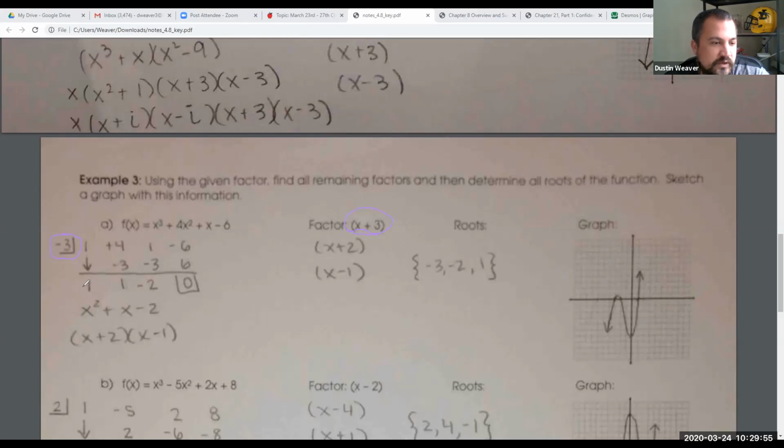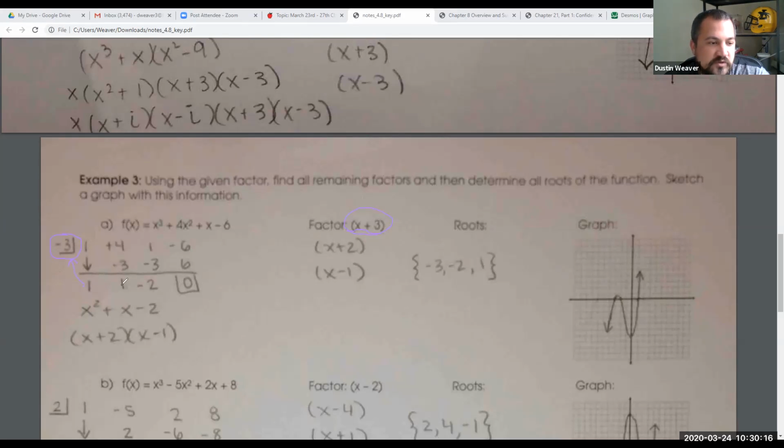Yeah, we're going to multiply. Anytime a number gets below the line, we're going to multiply by the number in the box. So 1 times negative 3 is negative 3. And notice we put that in this next open space. And then we're going to add. So positive 4 and negative 3, if we add it together, we get 1.